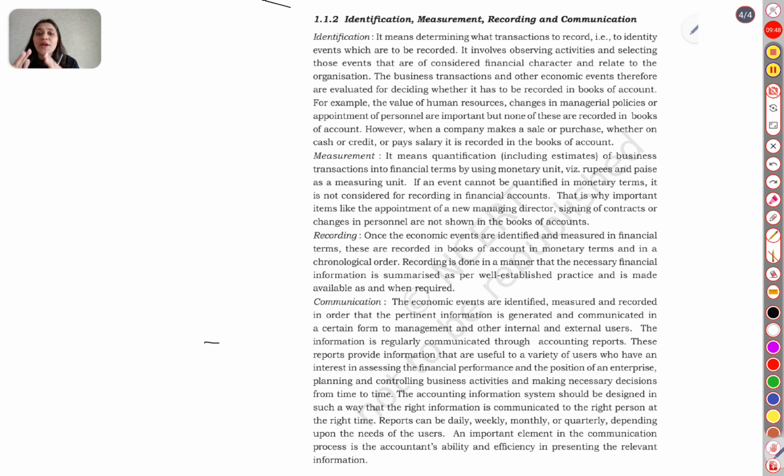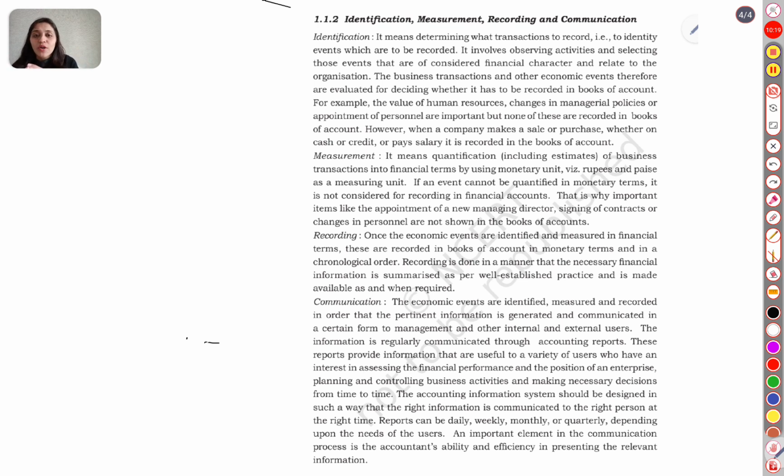Next is measurement. It means a quantification of a business transaction in financial terms by using the monetary terms, means how the monetary you are growing, like last year what was your monetary thing and this year how it has been, like just चेकिंग कि पहले मेरा ग्रोथ कितना हुआ था और इस साल में कितना ग्रोथ हुआ, with a new managing director, with the old managing director, with the new rules, with the old rules. This comparison is called as a measurement.